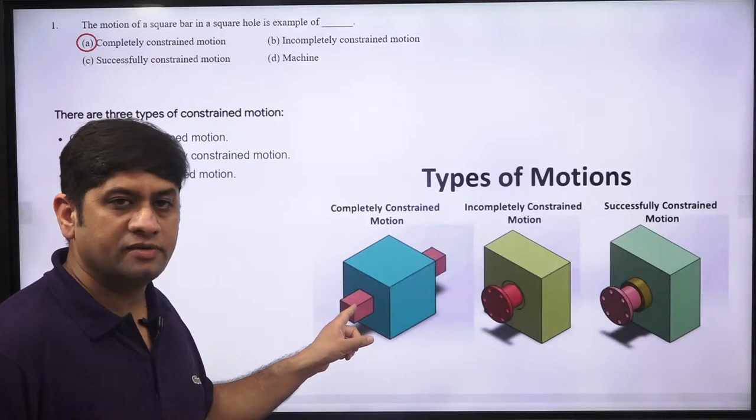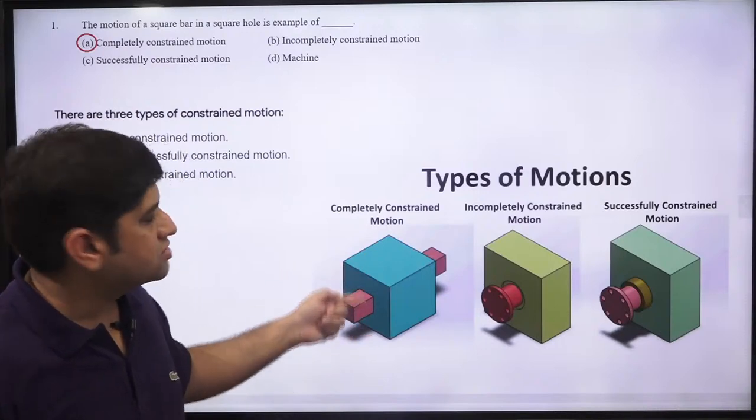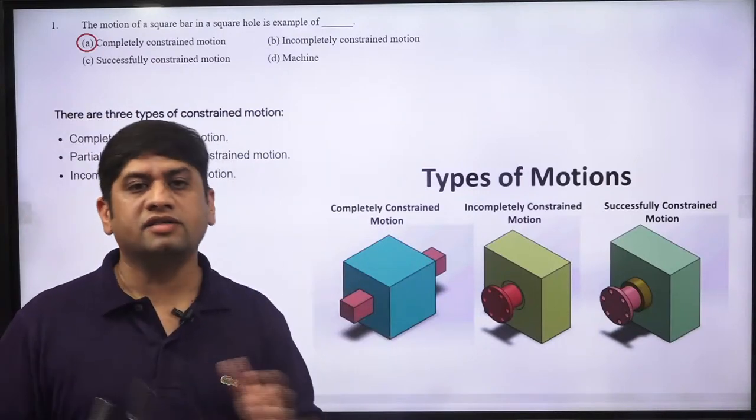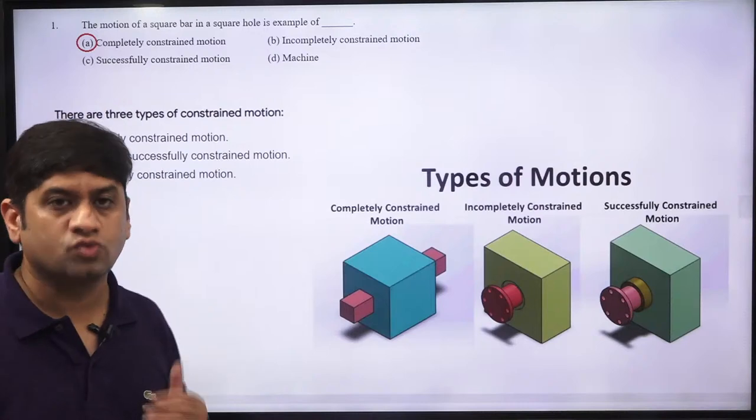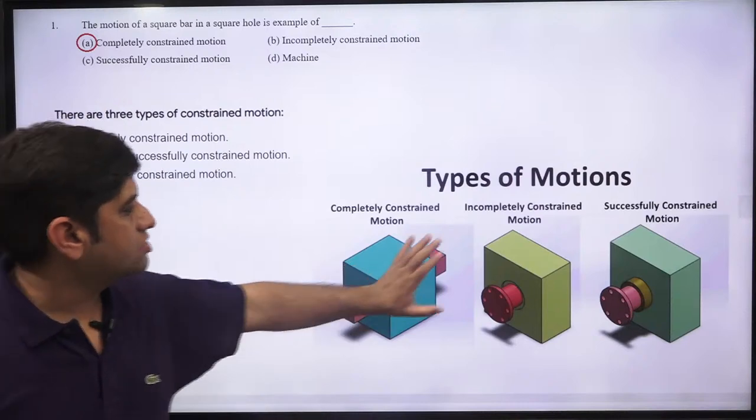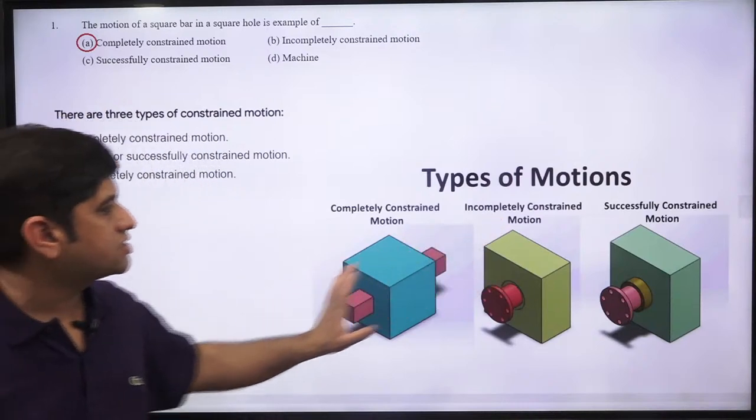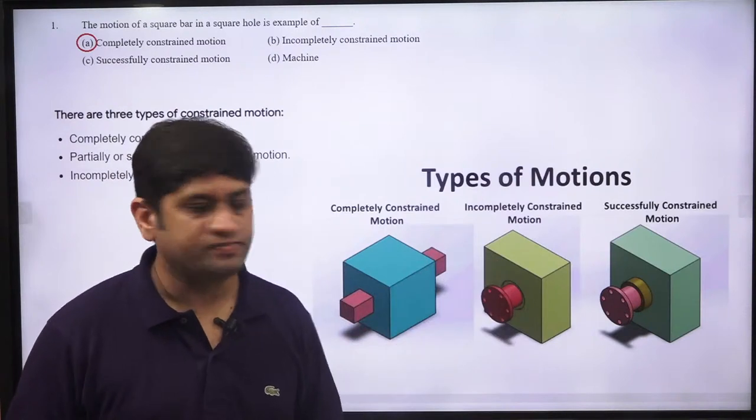This cannot rotate inside. This is not a circular hole; this is a square hole. So this is completely constrained motion, which means only one direction of motion is provided to us.